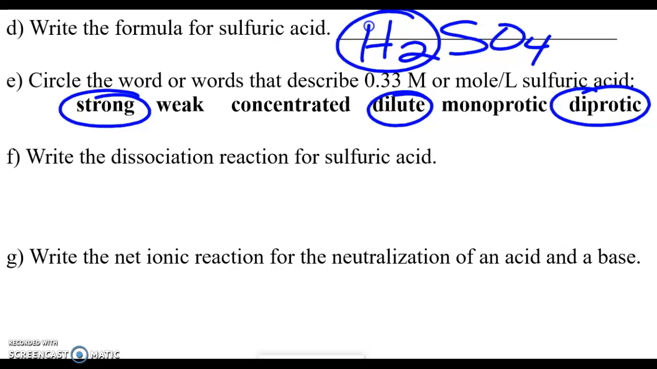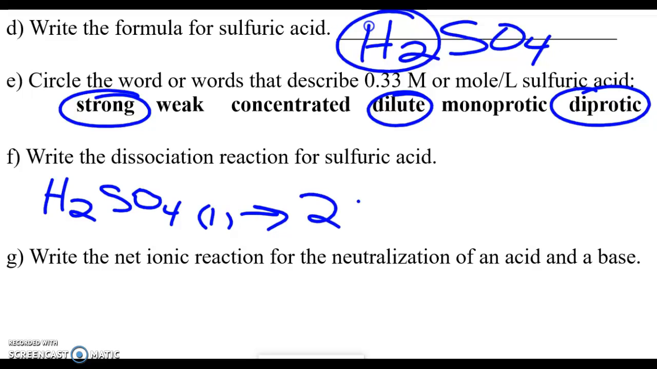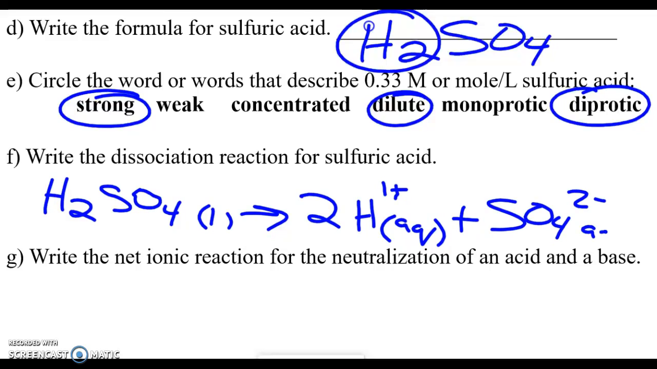Write the dissociation reaction for sulfuric acid. So H2SO4, this comes as a liquid. You would know that, and that's okay. Here you get 2 hydrogen ions, aqueous, and you get a sulfate ion. So these 2 hydrogen ions come into play in one of our very first problems.